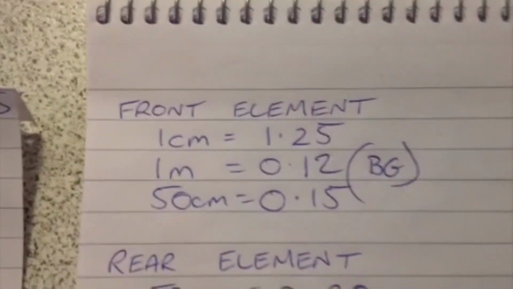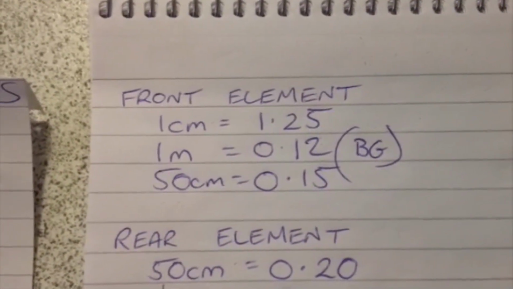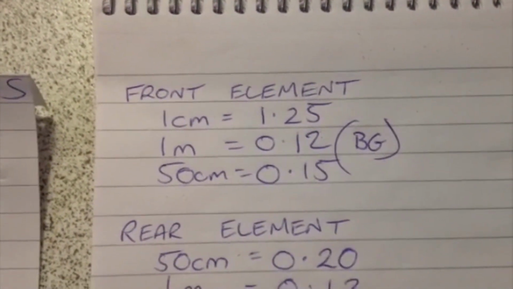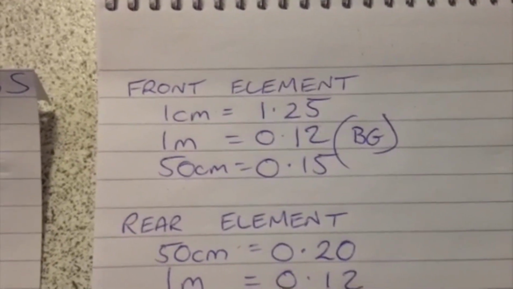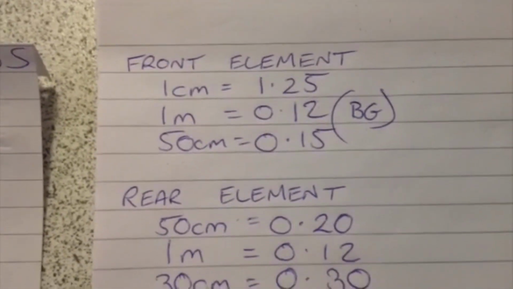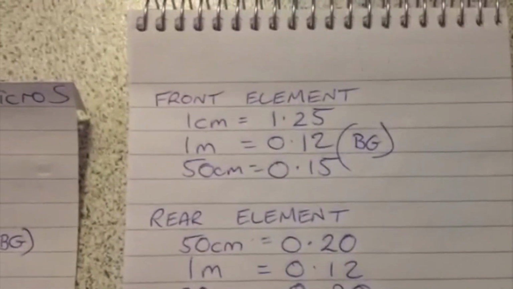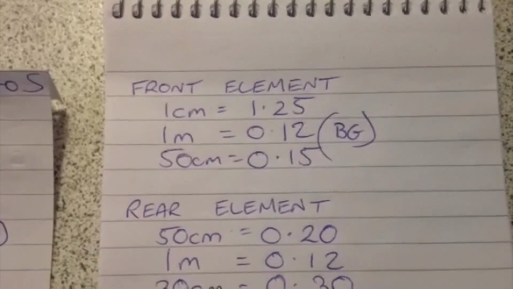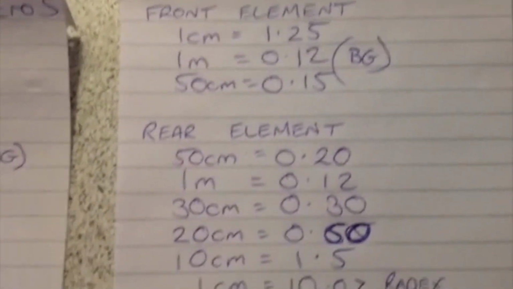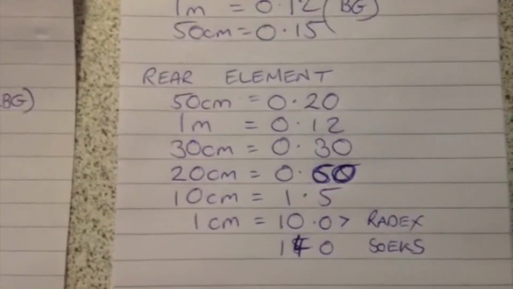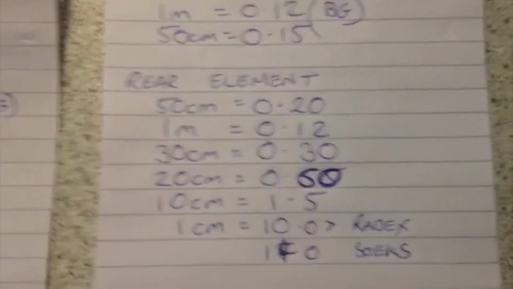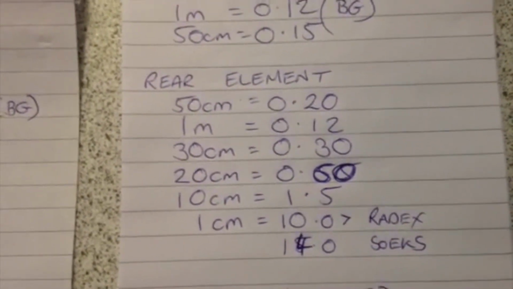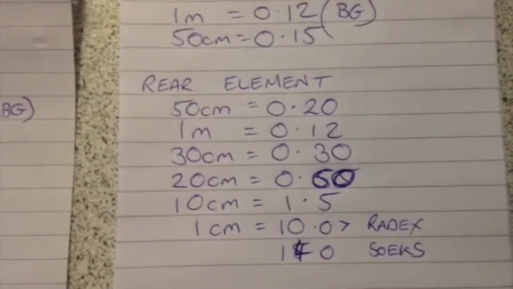Now this is out of the box, so with the front element, at the front of the front element, at a centimetre you've got 1.25 microsieverts. At a metre it goes back down to background. Even at half a metre it's about background. So if you're storing the lens out of the box, even at half a metre, it's pretty low. And then the rear element, which is the hotter end, at half a metre is 0.20, which is my friend's house normal background. So again, at half a metre, it blends into the normal background.